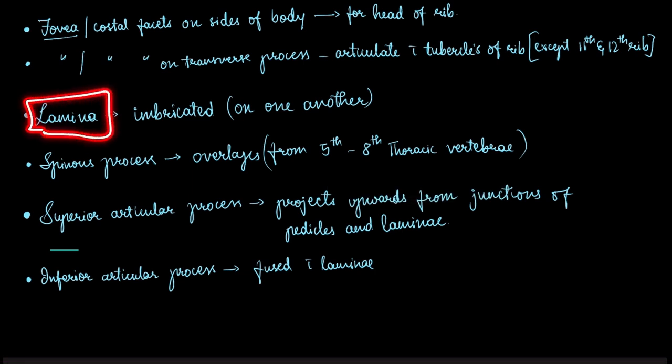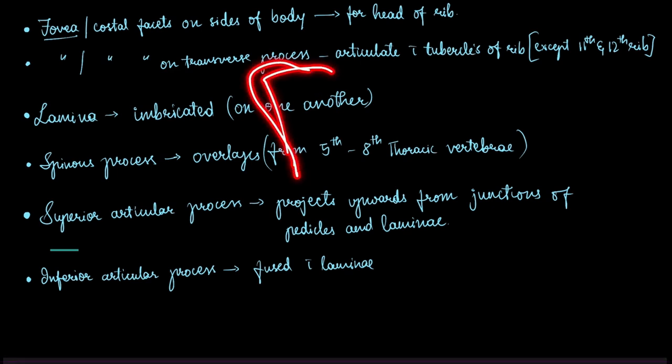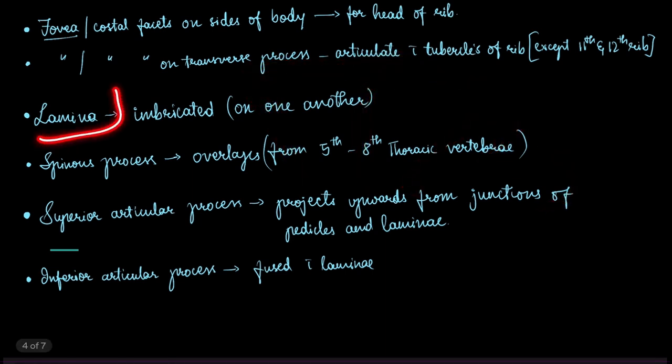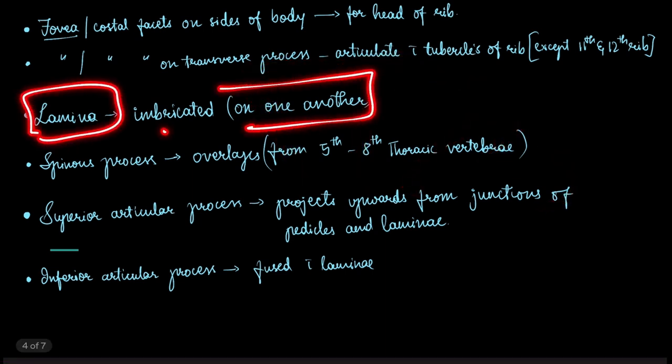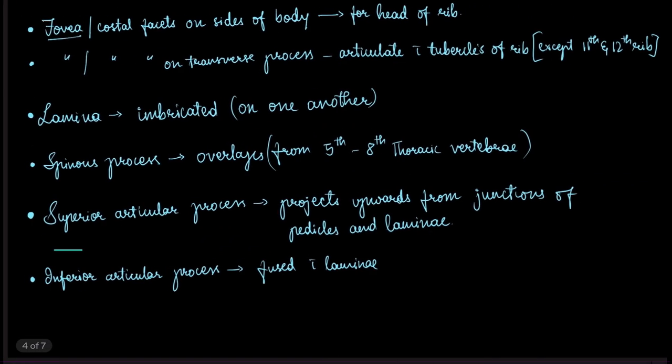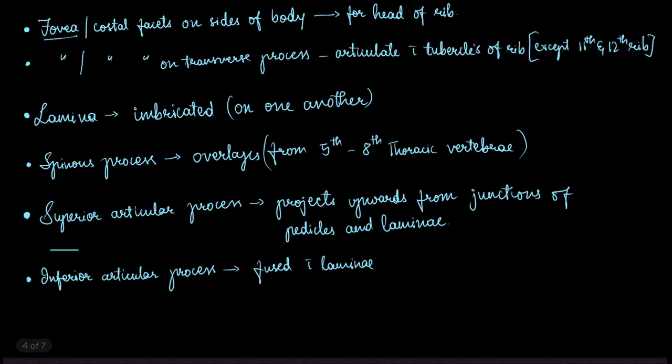And the lamina, how it is imbricated. What do you mean by imbricated? In 11th biology you might have studied the morphology of flowers, that is one on the other, right? It was like this, one on the other. Similarly, the lamina will be one on the other. This part, the lamina, of each thoracic vertebra.